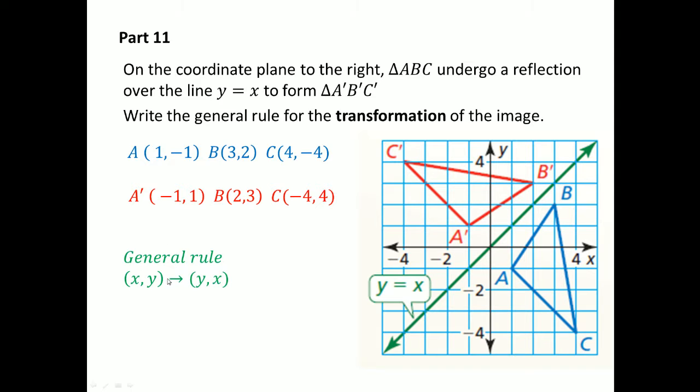In this case, the general rule, it just flips. Notice the -1 goes to this side, the 1 goes to the right-hand side. Same thing here. The 2 was on the right, it comes to the left. x was on the left, it goes to the right. Same thing here. So it flip-flops. So we would say the general rule here is (x, y) becomes (y, x). That would be the general rule.